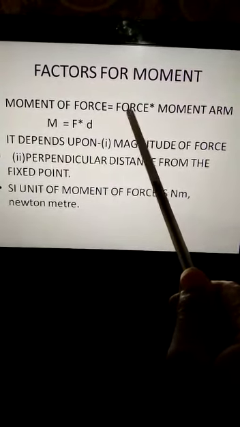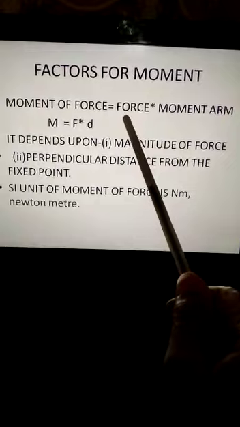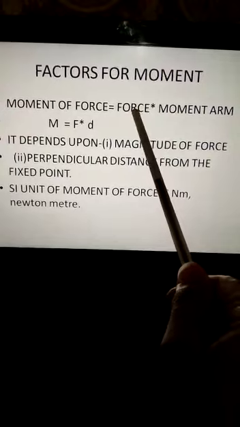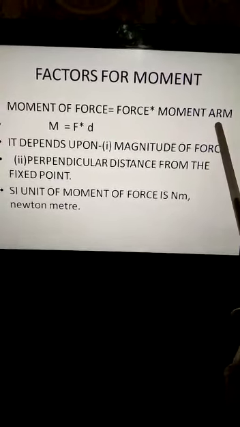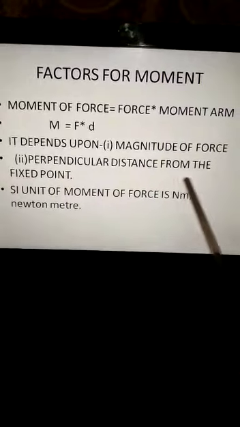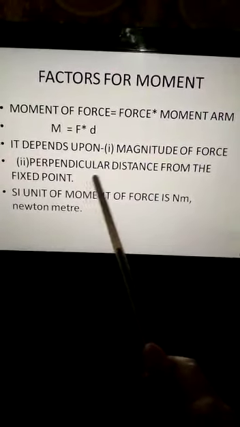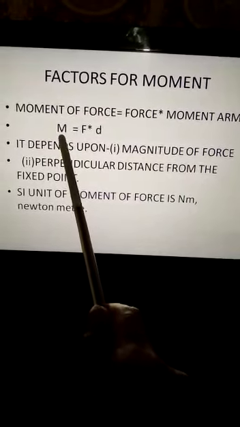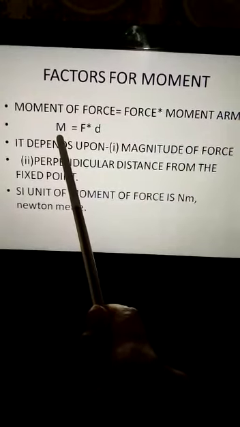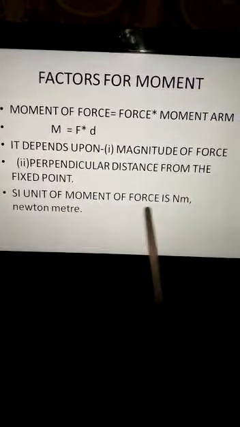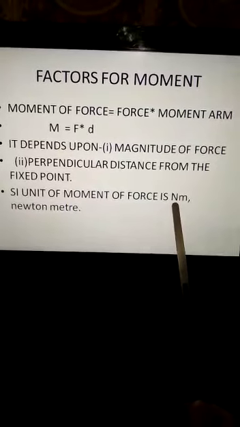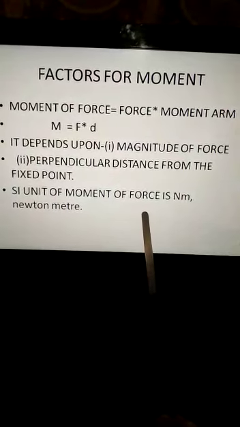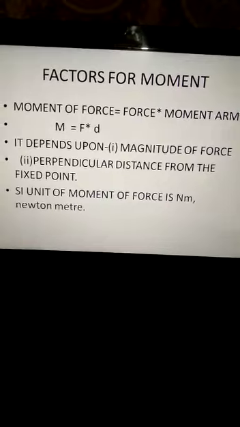And we are applying the force near the handle, that is the other end of the door, that is the magnitude of force. So it depends upon force as well as moment arm. That means if the perpendicular distance from the fixed point is more, then the effect of the force, that is the turning effect, that is the moment of force, will be more. From this formula, as the unit for force is Newton and the unit for distance is meter, the SI unit for moment of force will be Newton meter.